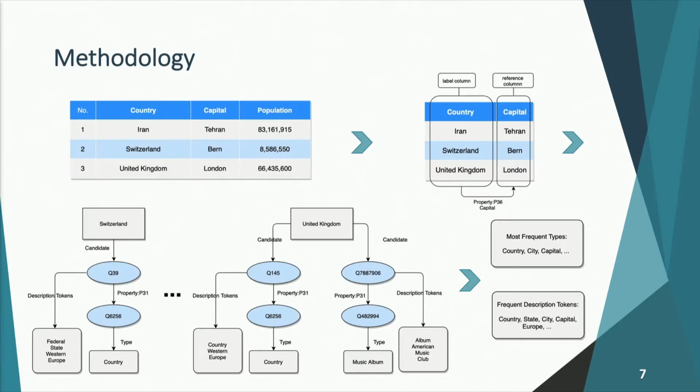Then we look for these entities that we want to disambiguate and annotate in our surface index form, and we get the possible candidates as well as their types and description tokens. By having the types and description tokens, after iterating through the whole table once, we say, OK, what is our frequent type? Here, for example, it could be country, city, capital, etc. The same goes for the description token. Here, we finish the first phase.